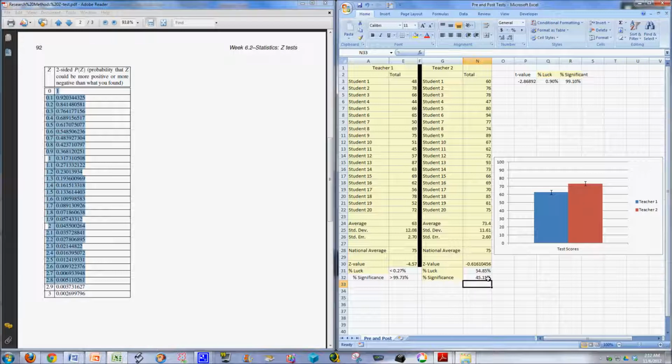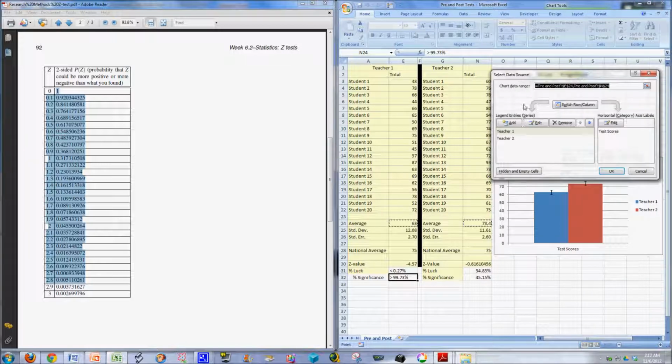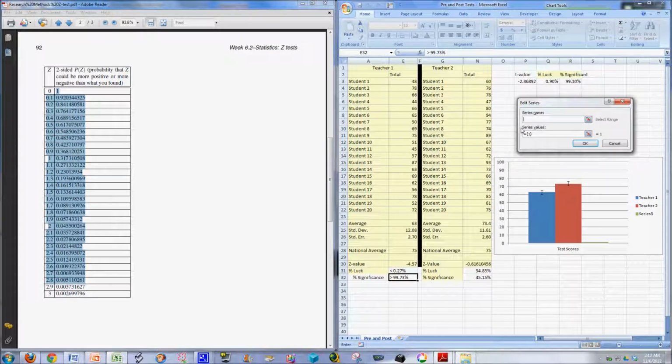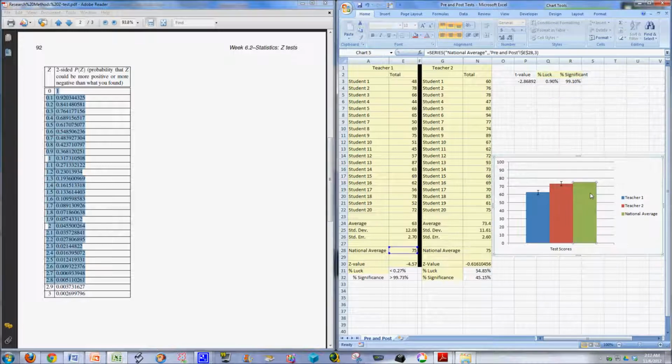And like I said earlier, the standard for science is that if it's higher than 95% significant, then you say that it is statistically different, or a statistically significant difference. Actually, let me show you what this would look like on our bar chart as well. So let's add, select data, and we want to add our theoretical constant, our national average. That value was 75. Now that has been added, and I'm not going to add any error bars because I already told you that the error on this is virtually 0.